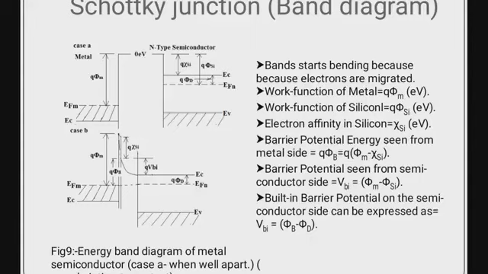Now the built-in potential on the semiconductor side can be expressed as V_bi. What is V_bi? It is the built-in potential due to the migration of charged particles, and that is nothing but the difference between phi B minus phi D. Phi B is the barrier potential, and this is phi D. So this difference is basically called the barrier potential in the semiconductor, V_bi.